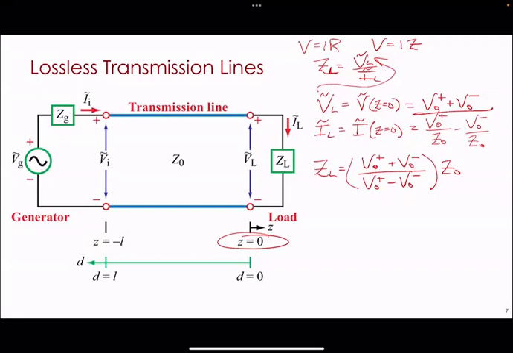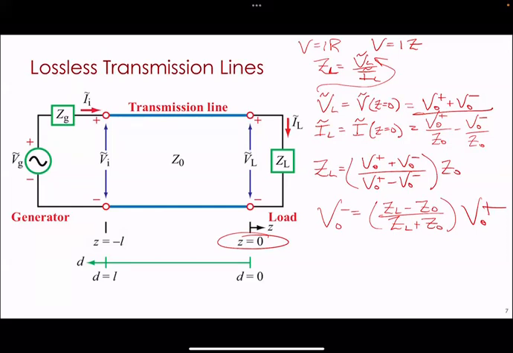So if you did that, you'd get something like V0 minus equals (ZL minus Z0) divided by (ZL plus Z0) times V0 plus. Now this is interesting, right? Remember what V0 minus is? What is that thing again? And what about the reflected wave? Think about it as the amplitude. And I say amplitude a lot.